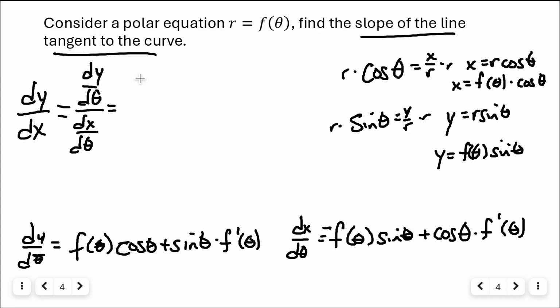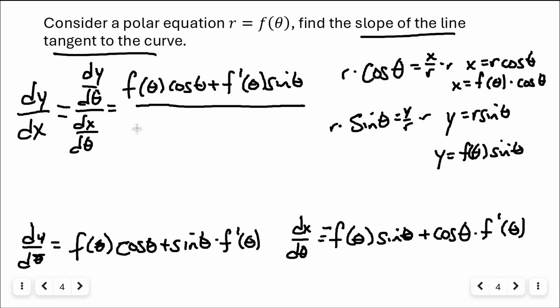So dy d theta is f of theta cosine theta plus f prime of theta sine theta over dx d theta is negative f of theta sine theta plus f prime of theta cosine theta. And this would represent the slope of the tangent line to the curve, this equation. Okay, it is complicated, yeah? But it is a representation for dy dx in polar coordinates.